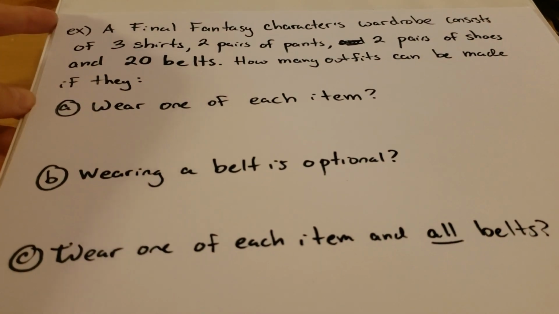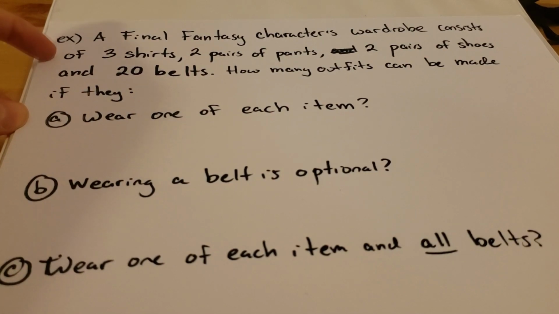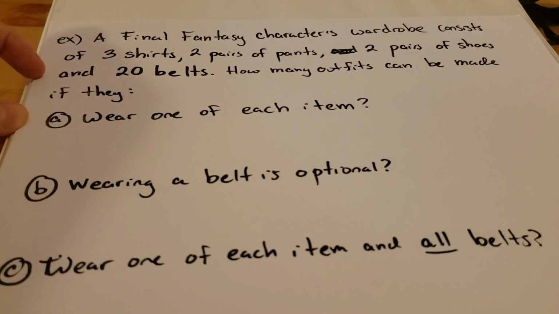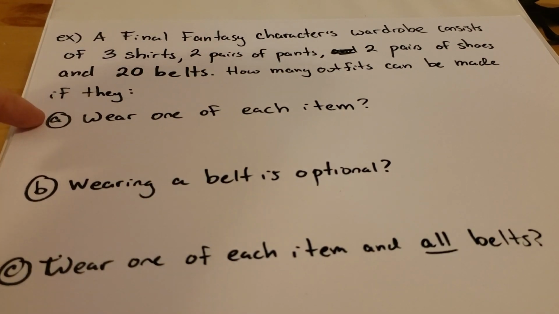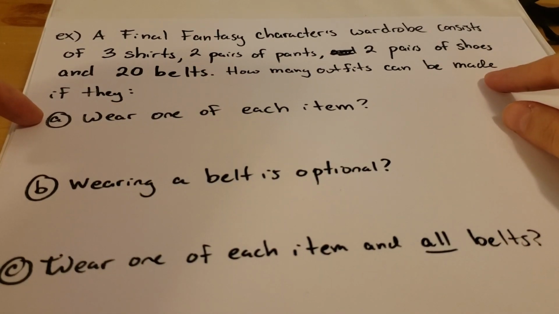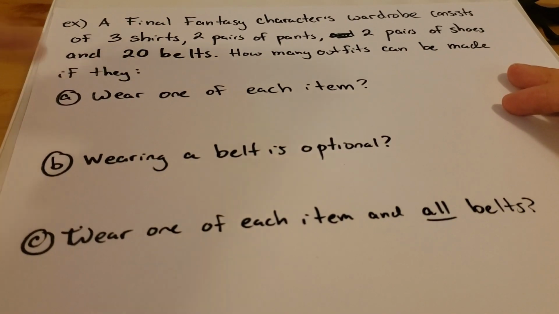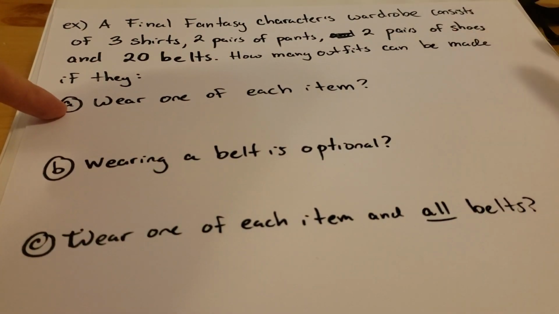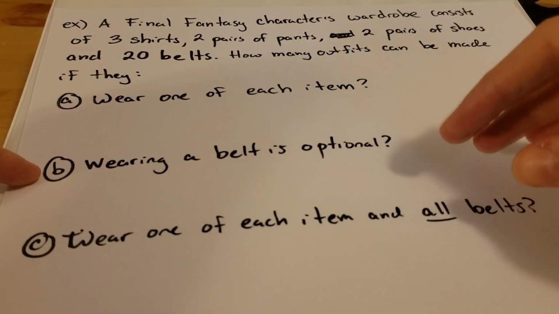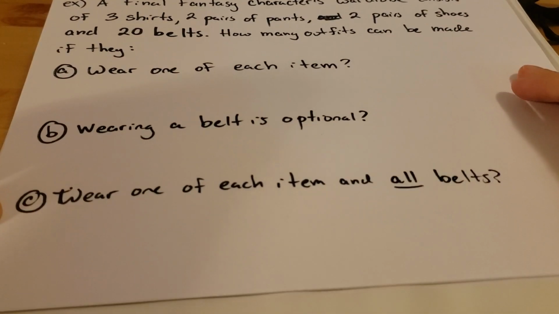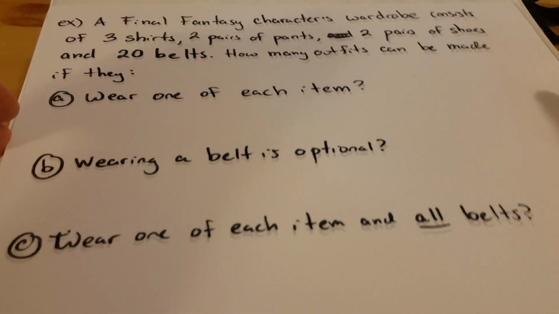So now let's look at one more problem. So in this problem, we're told we have a Final Fantasy character. Their wardrobe consists of 3 shirts, 2 pairs of pants, 2 pairs of shoes, and 20 belts, because that's what Final Fantasy characters look like. Now we want to find out how many outfits they can make using the items in their wardrobe with different conditions in place. So first we're being told they're going to wear 1 of each item in the wardrobe. Then we're being told wearing a belt is optional, meaning they can wear it, but they don't have to. And last, we're going to look at what happens if they're wearing 1 of each item, and then they're wearing all of the belts at the same time.